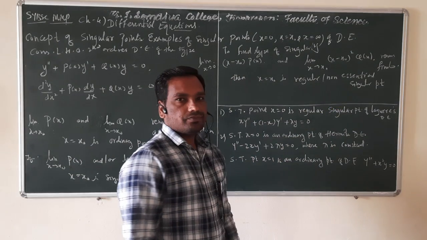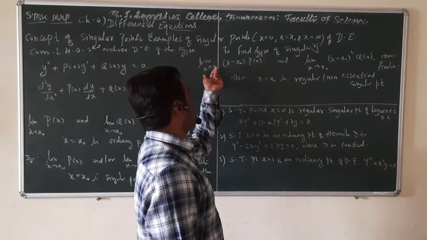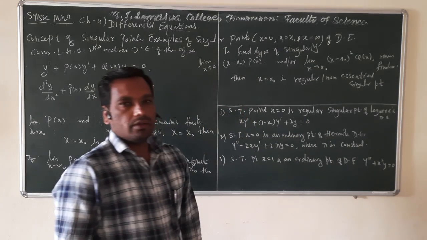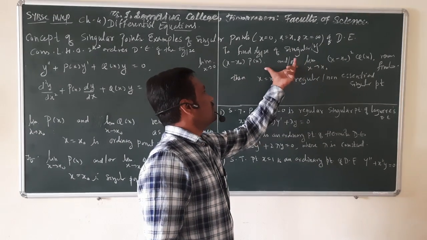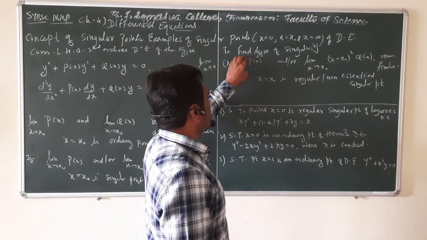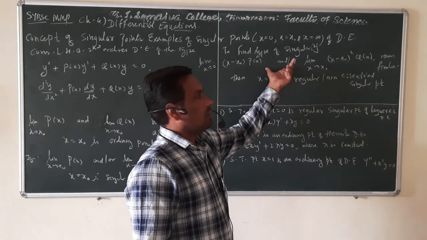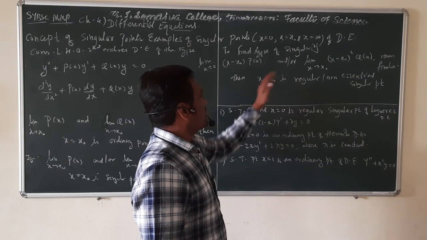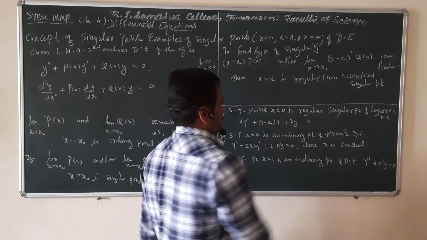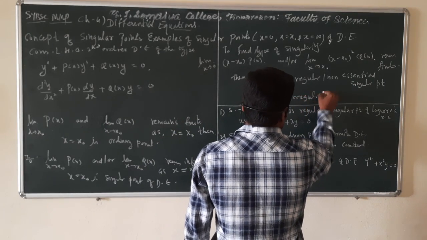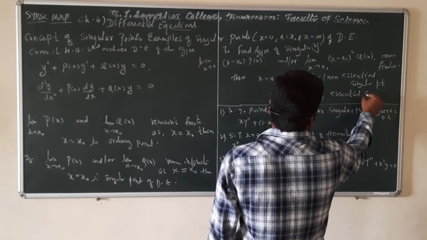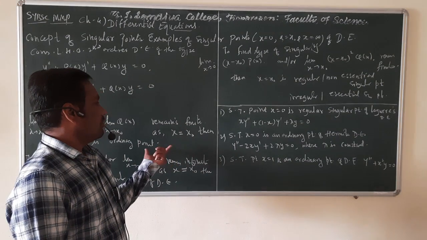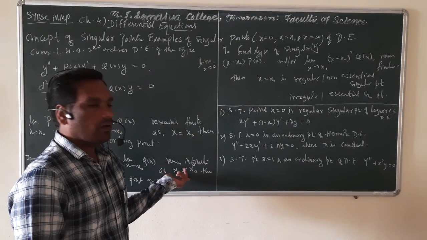Now, if limit as x tends to x0 of (x minus x0) p of x, and/or, which means this or that, out of these two only one, if this or both remain infinite, in that case x is equal to x0 point is an irregular or essential singular point of the given differential equation. So here we know how to find out whether that point is an ordinary or singular point.